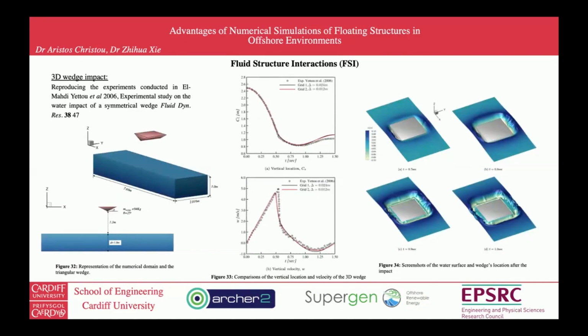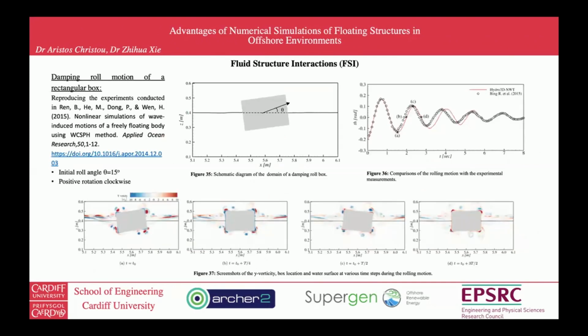Then we extend the simulation to the impact of wedges, really heavy structures with high pressure impacts. We can see here that we recorded the vertical location and the vertical velocity with decent results compared to the experiments, and then screenshots of how the water surface looks during and after the impact. Again, using the level set method for the water surface.